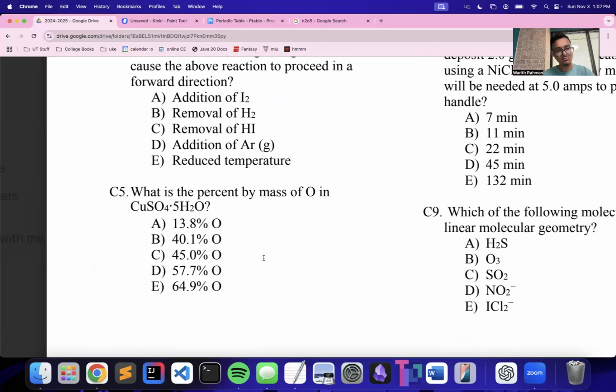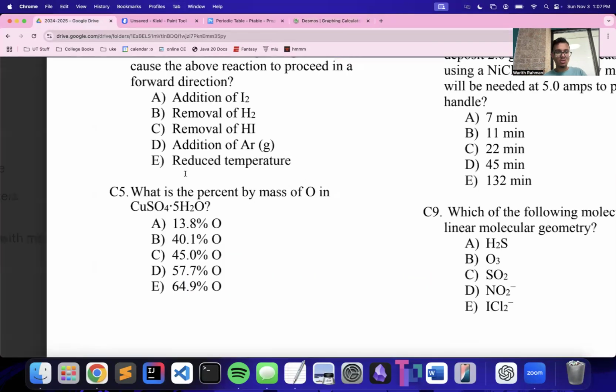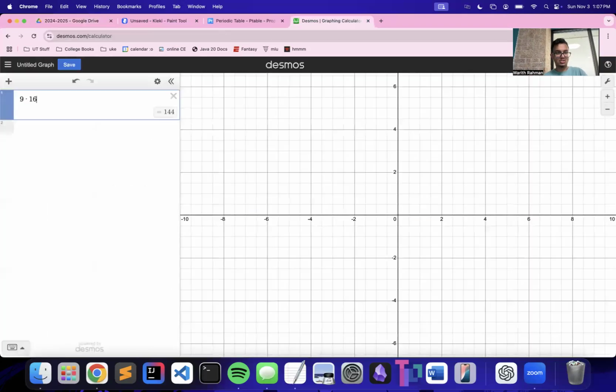Okay, C5. What is the percent by mass of O in CuSO4 dot 5 H2O? So, copper 2 sulfate pentahydrate. The percent mass of oxygen, or of any element in any compound, we can find by taking the mass of all the oxygens and dividing it by the molar mass of the whole thing. In this case, we have 4 oxygens in the copper 2 sulfate part and 5 oxygens in the pentahydrate part, so that's a total of 9 oxygens.